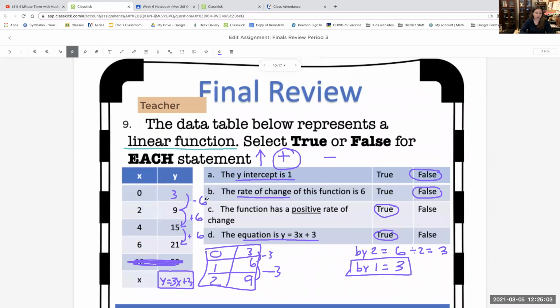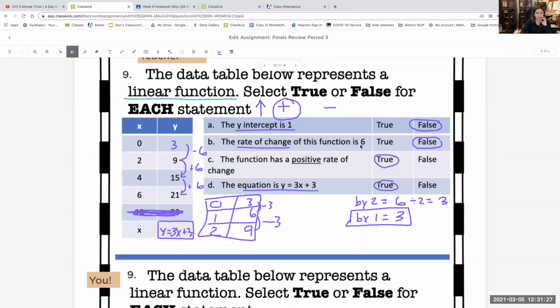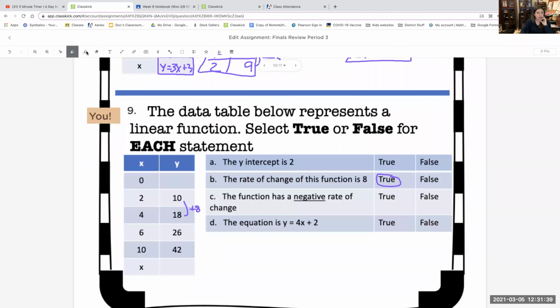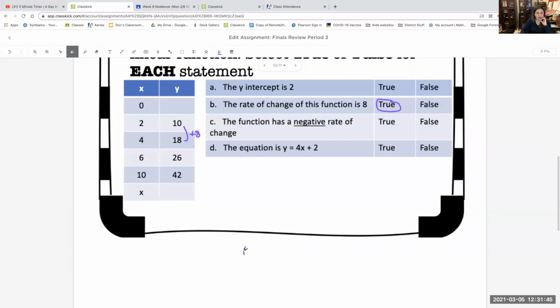So again, I'm seeing a lot of you saying this is +8, and a lot of you are writing that this is true, but this is not true. Remember, our rate of change would be 6 if I was going by 2s, but I'm not going by 2s. I need to go by 1s. So I need to take this 6, same thing as this 8, and divide it by 2. So 8 divided by 2. What's 8 divided by 2? 4. 4 would be our slope.